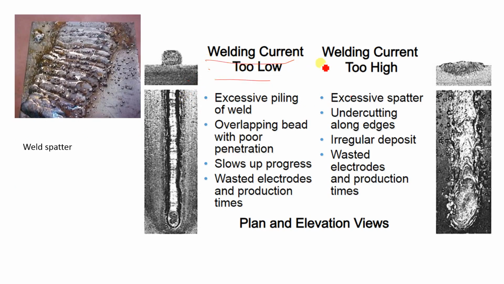Welding current too low, welding current too high. In the figure there is overlapping of the weld bead. In this case there are side cutting edges and spatter. These rounded particles are known as spatter, weld spatter.